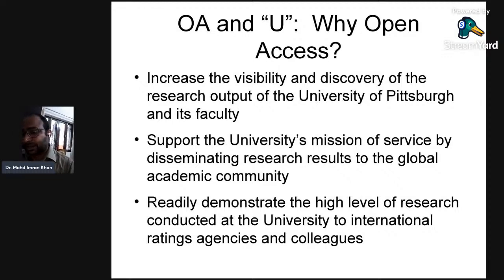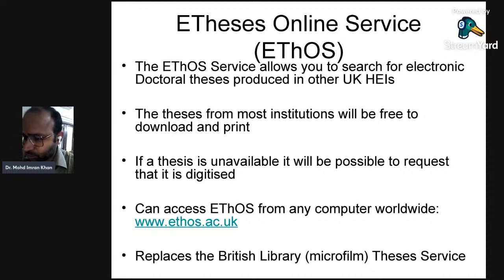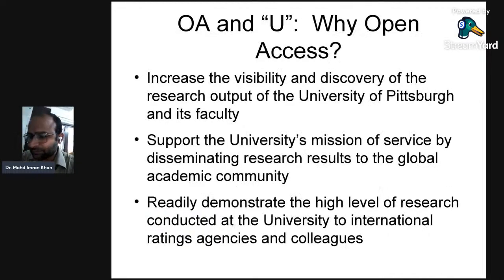If you compare open access and why it is important for you, obviously for your university, there are certain advantages, like it increases the visibility and discovery of the research output of the University of Pittsburgh and its faculty. This is the example which I have taken here. These examples are taken from this, D-Scholarship, actually developed by the University of Pittsburgh. It supports the university's mission of service by disseminating research results to the global academic community, and it readily demonstrates the high level of research conducted by the university to international ranking agencies and colleagues.